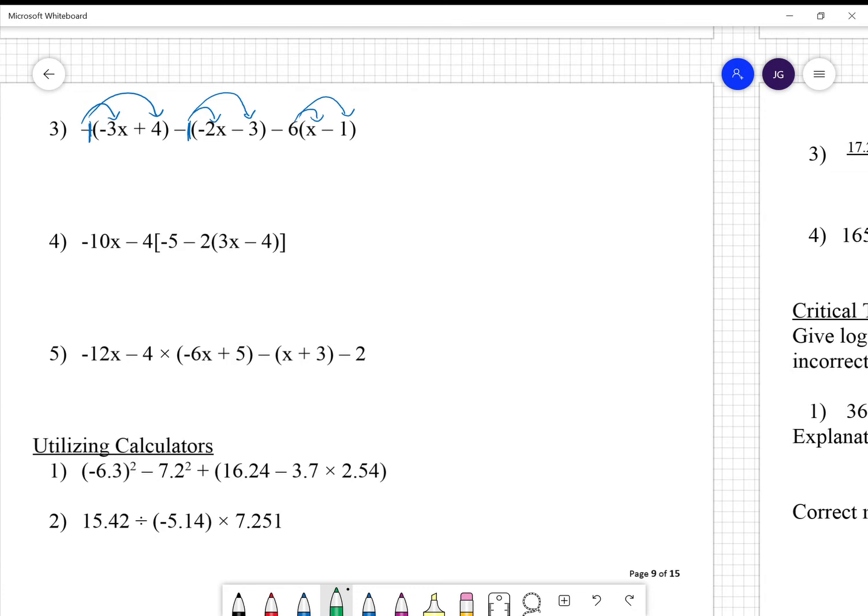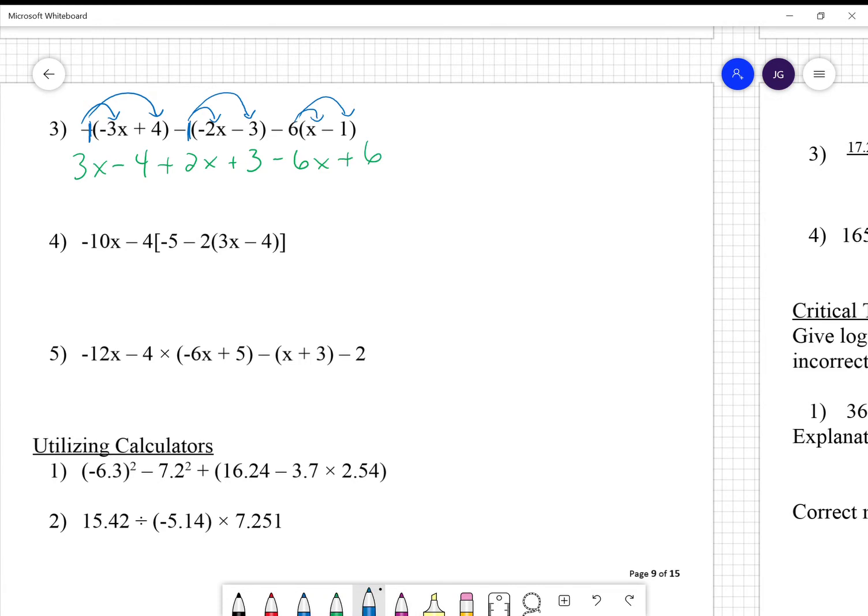I will get negative 1 times negative 3x is 3x. Negative 1 times 4, negative 4. Negative 1 times negative 2x, positive 2x. Negative 1 times negative 3, positive 3. Negative 6 times x is negative 6x. Negative 6 times negative 1 is positive 6.